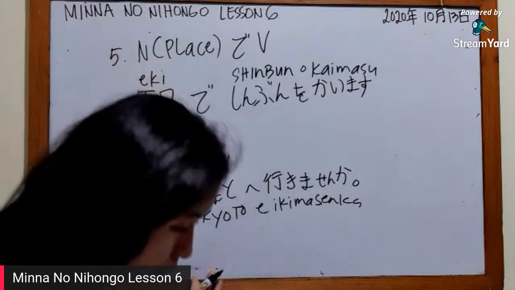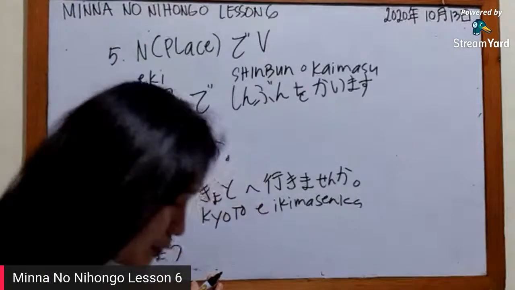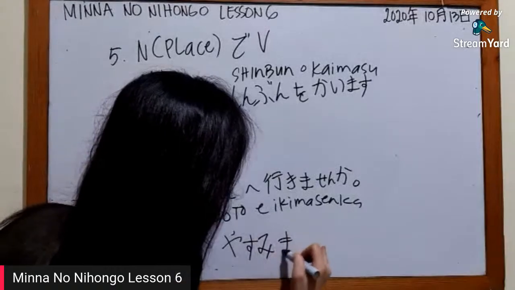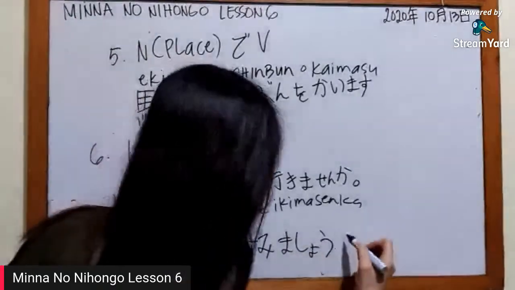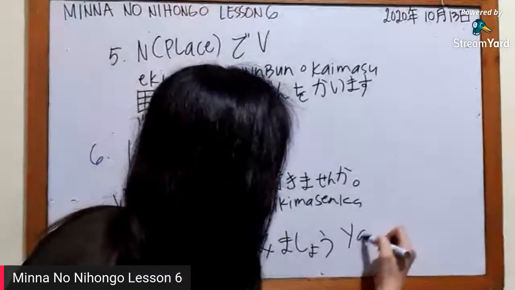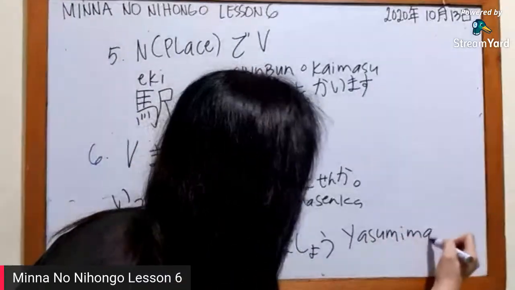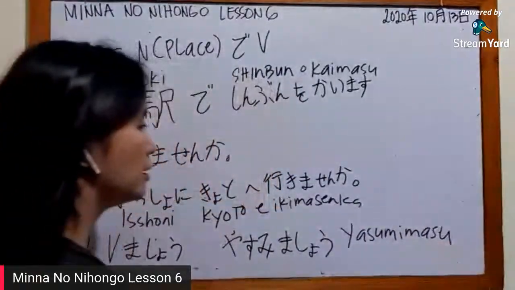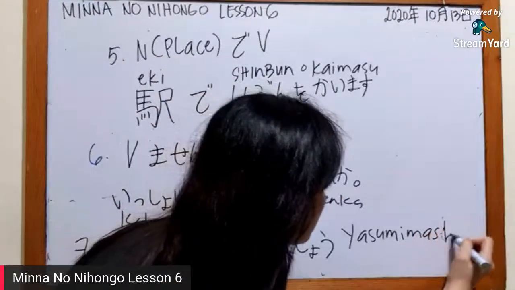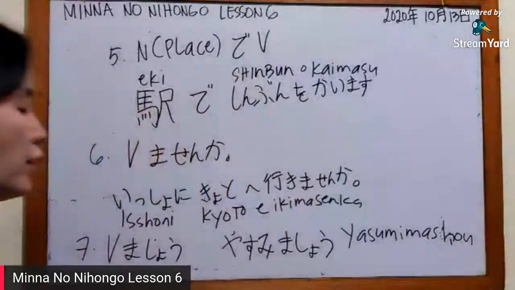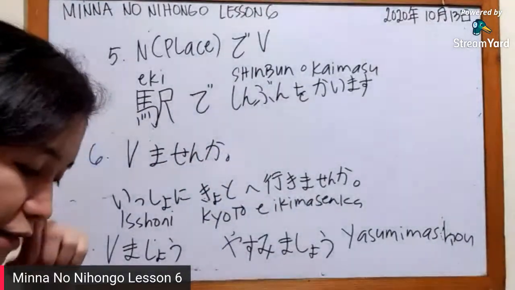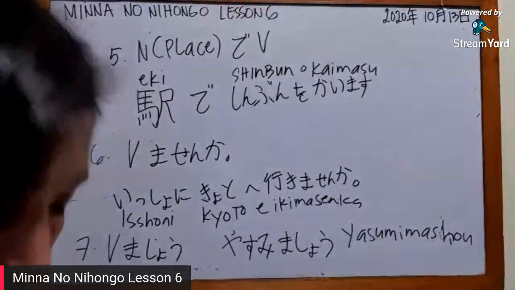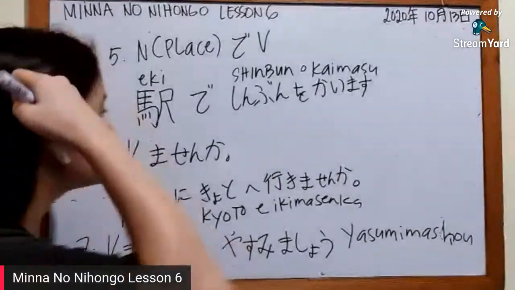Are we done with yasumimasu? No, kanji, not yet. So yasumimasu, for example, is break, rest, holiday. Yasumimasu. Okay, yasumimasu means let's have a break. Okay, and the last one for our grammar point. We're fast.